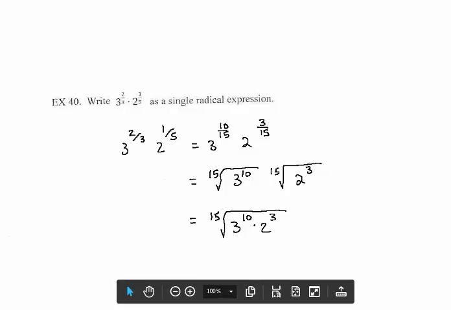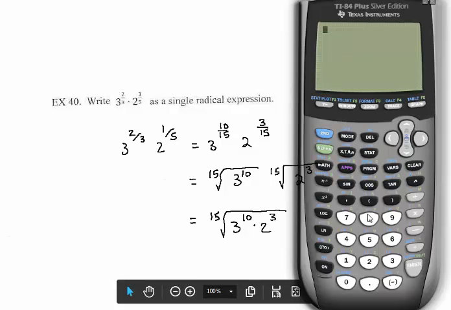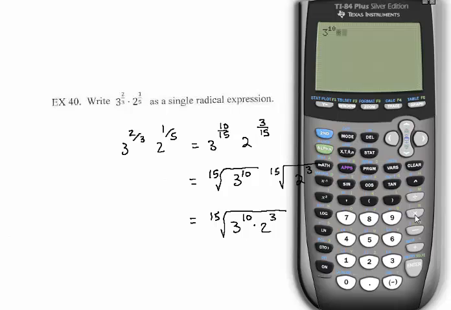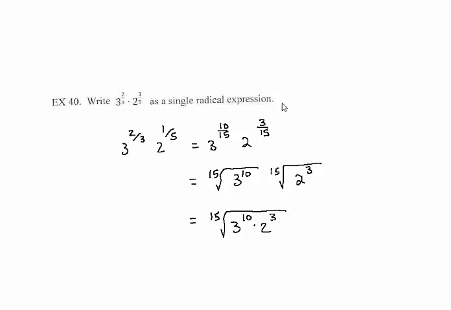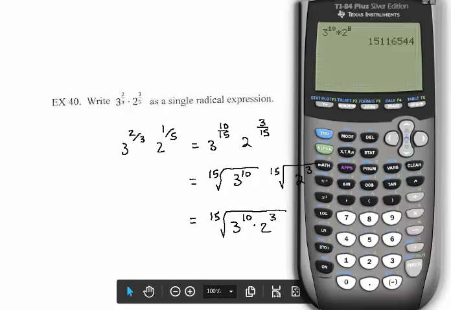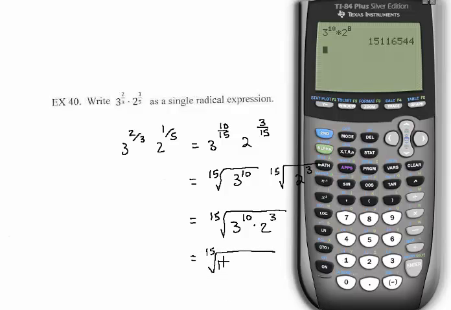And if we want to write that as a single number, we'll pull out our calculator again, calculate 3 to the 10th and multiply that by 2 to the third, which is an 8, we get a big number. Let's see, 15,116,544. Alright, so if you want to write this in your workbook, here we have it. 15th root of 15,116,544. Alright, so there it is.